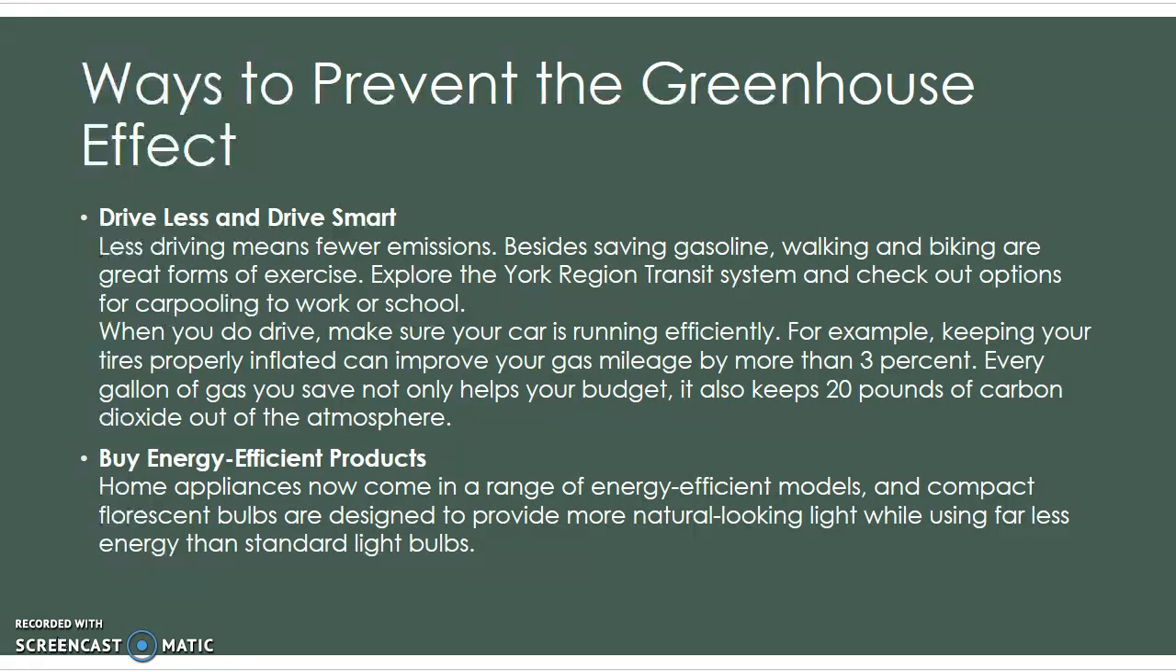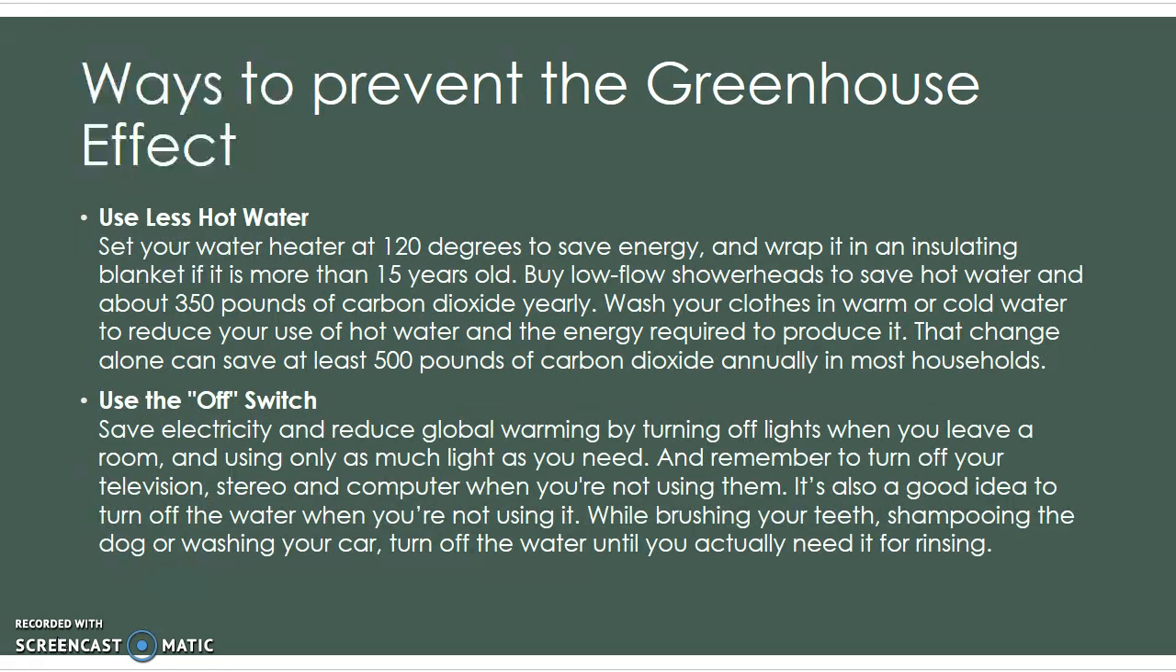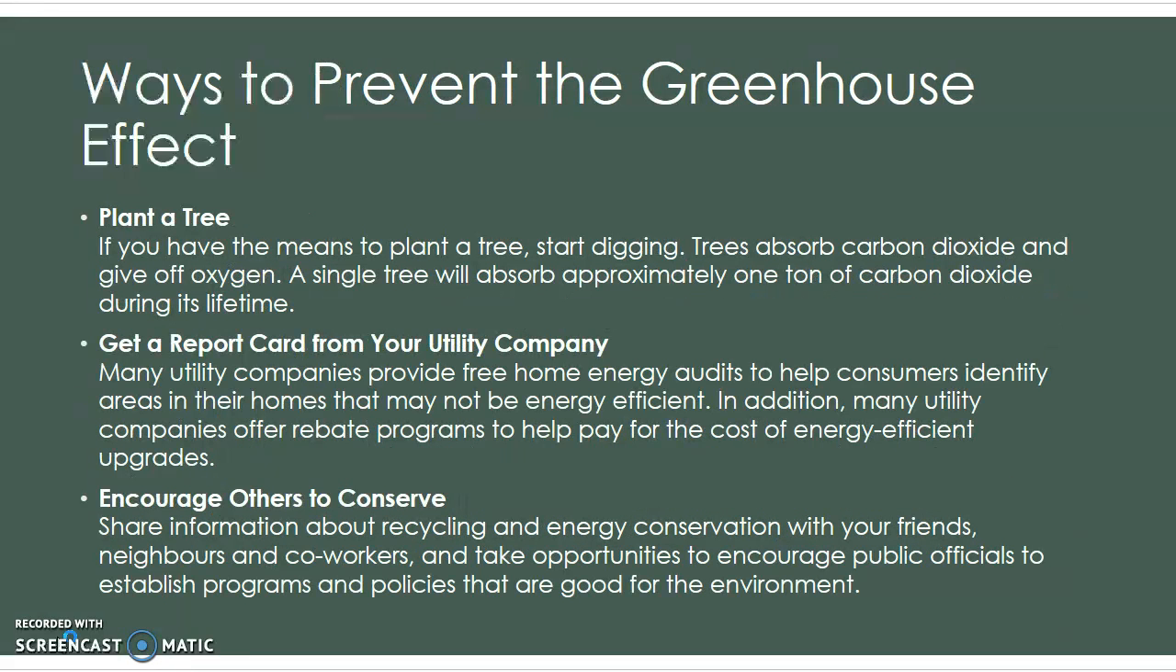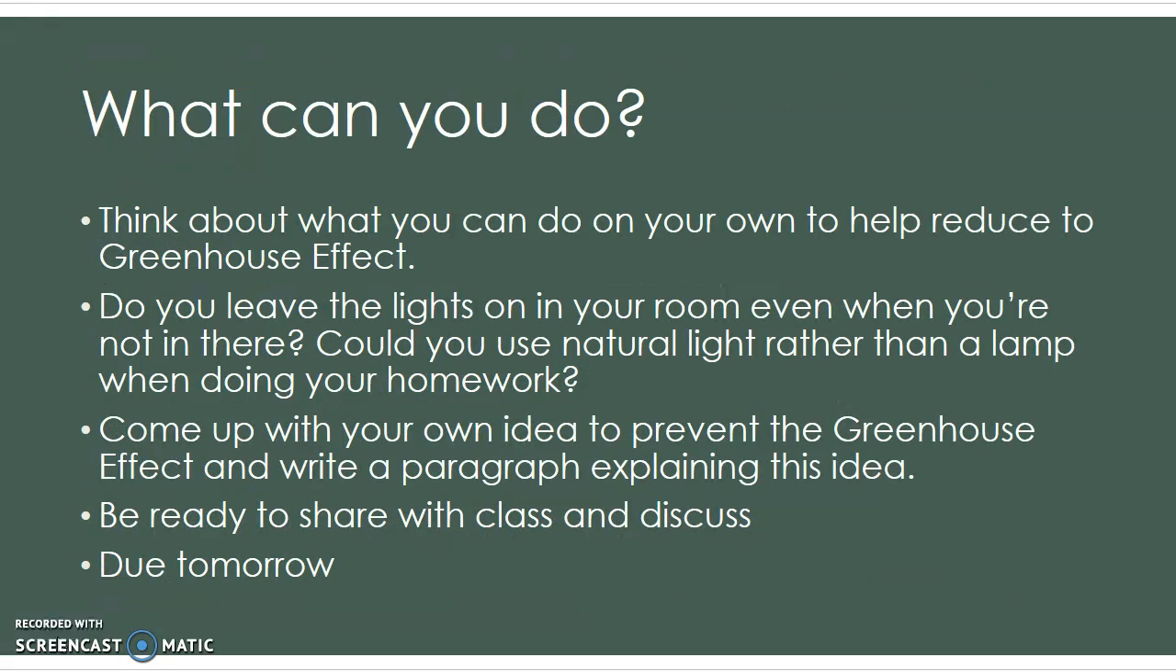Home appliances now come in a range of energy-efficient models, and compact fluorescent bulbs are designed to provide more natural-looking light while using far less energy than standard light bulbs. You can also use less hot water and use the off switch more often. Some other things that you can do to prevent the greenhouse effect are plant a tree, get a report card from your utility company seeing how you're doing with your energy usage, and encourage others to conserve.